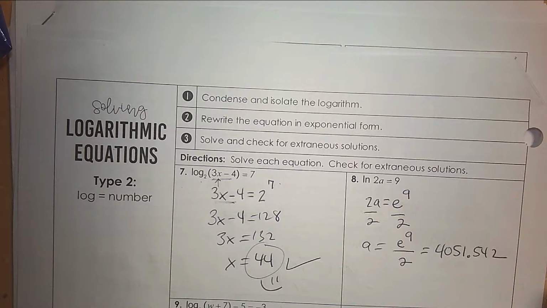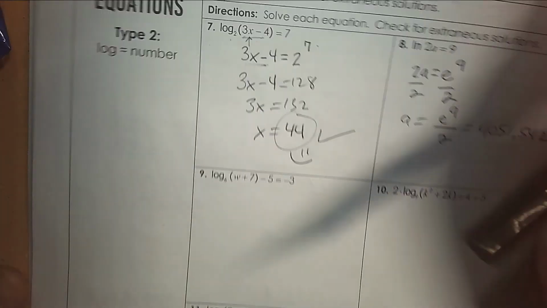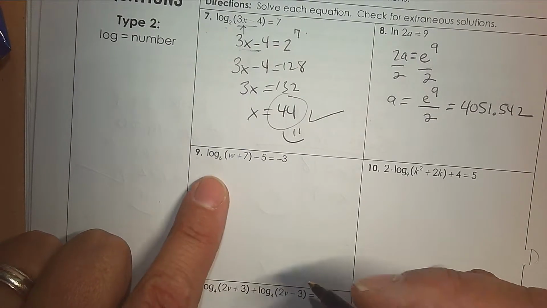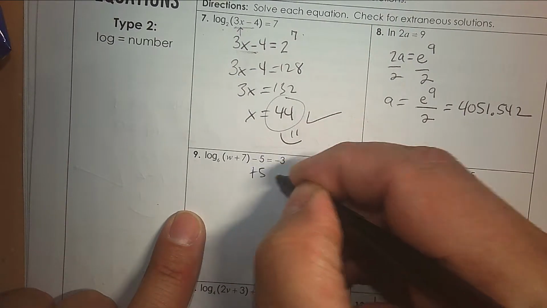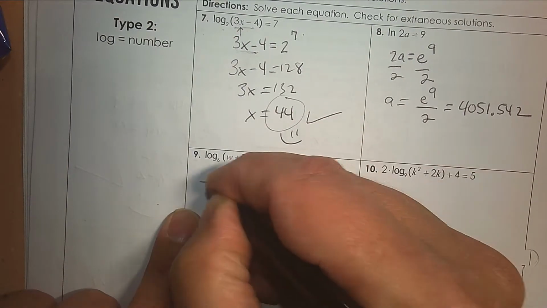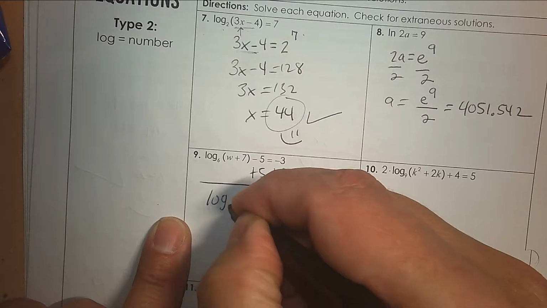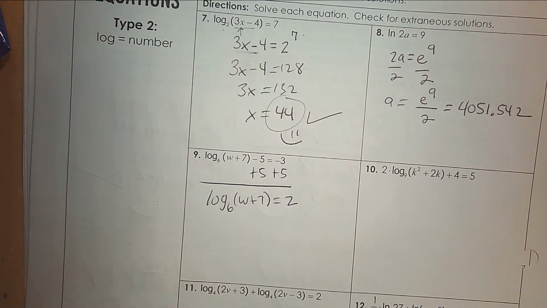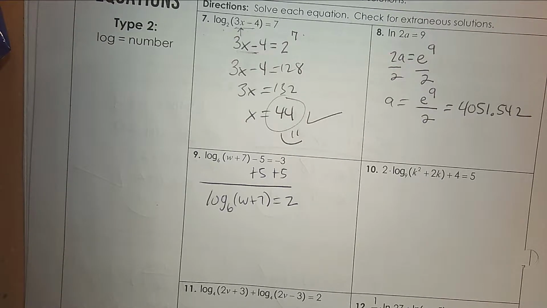Number 9. Step 1 in number 9 is I want to isolate the logarithm. So in this example, I need to add 2. I need the logarithm completely by itself. If there's anything in front or behind it, I need to undo that first, make sure it's all by itself.